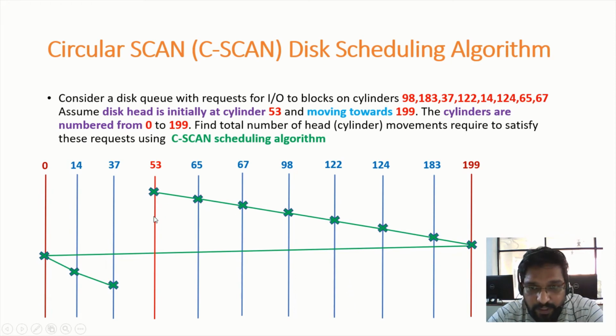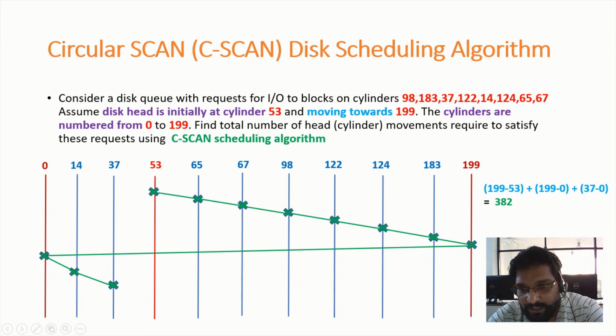So in order to find the total number of head movements, we need to subtract 199 minus 53, 199 minus 0, and 37 minus 0, right? So once we do that, we'll get the corresponding answer. See, don't get confused. Here actually we can do 65 minus 53, 97 minus 65, 98 minus 97, 122 minus 98, 124 minus 122, 183 minus 124, 199 minus 183. Instead of doing it like this, in a single stretch we can do 199 minus 53, right? So that's what I have done here, right?